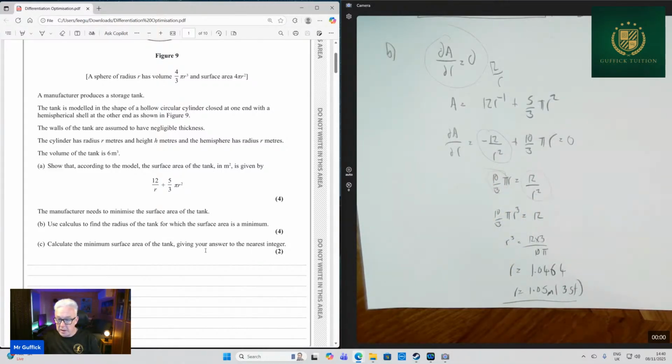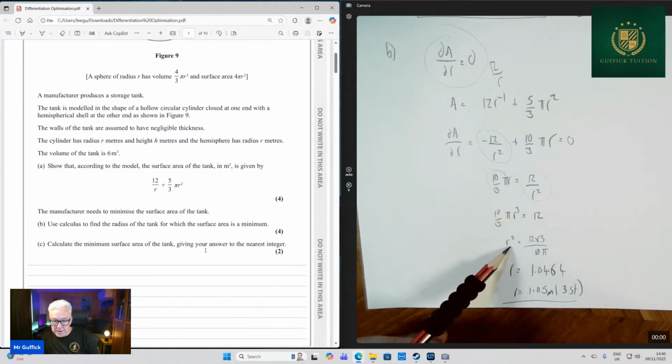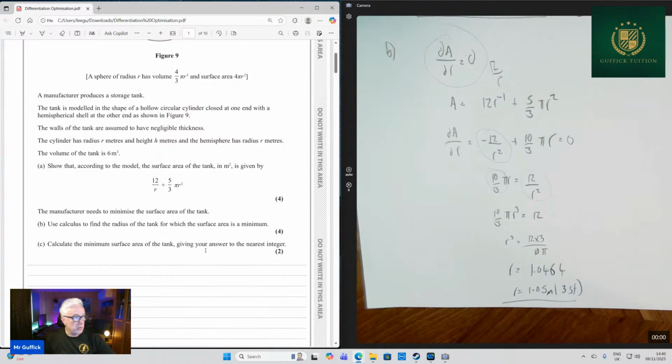10 over 3 pi. And when you do that, you end up with this expression, r cubed is equal to 12 times 3 over 10 pi. And when you work that out, that turns out to be 1.0464. And when we write that, we basically do that whole thing to 3 significant figures.